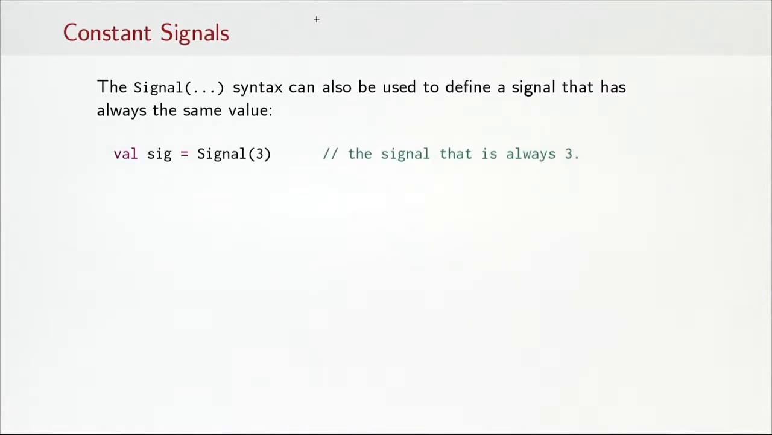So we've seen the signal syntax to define the rectangle signal in terms of the mouse position signal, but it can also be used to define a signal that has no dependencies and always defines the same value. So for instance, Signal(3) would define the signal that was constant 3. That was always the number 3.